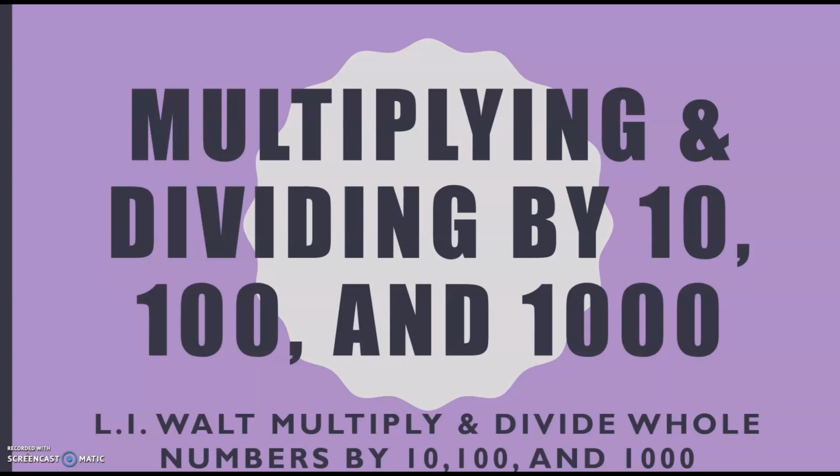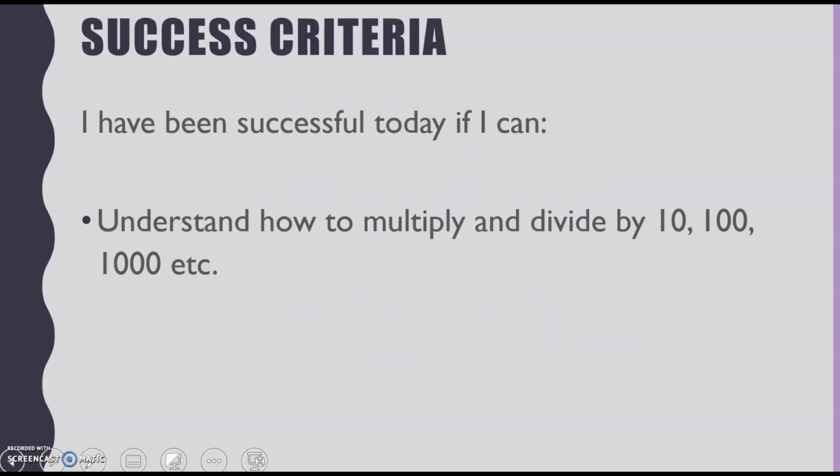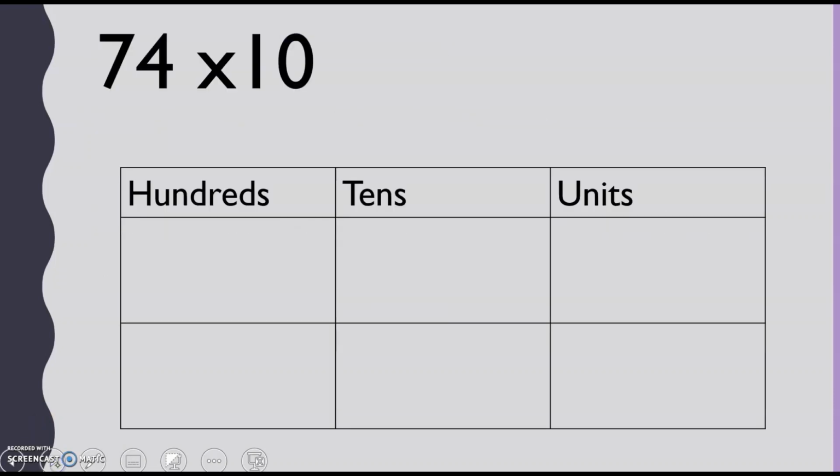Today we're going to be looking at multiplying and dividing by 10, 100 and 1000, and our learning intention is just exactly the same as our title today. Your success criteria will tell you that you have been successful if you can understand our steps to multiplying and dividing by 10, 100 and 1000, and we'll get on to what those steps are with each example.